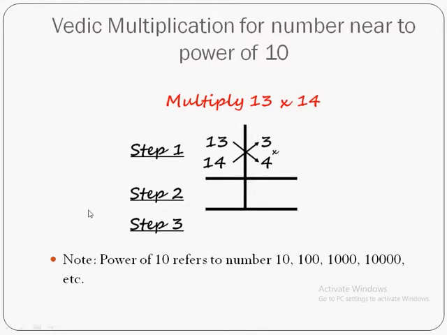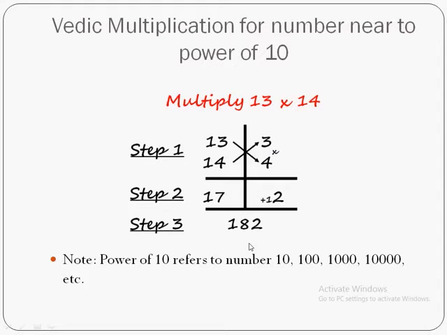Now coming to one more example. Now the numbers are 13 and 14. Now 14 is greater by 4 than 10 and 13 is greater by 3. Adding them crossly will give me 17. And when I multiply 3 and 4, it gives me 12. Now I cannot write 12 here. So what I will do is I will write 2 and carry the 1 to the next digit, and it will make 182.